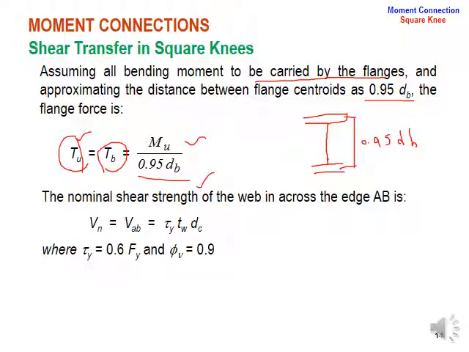The shear strength of the web across the edge AB, Vn, will be tau y times Tw times dc, the depth of the column and the thickness of the web. Tau y is the shear stress, and we are familiar with the relationship of the shear stress with the yield strength. It will be 0.6 of Fy. So phi v is 0.9 over here. We can replace our tau y with 0.6 Fy, and finally we can get the capacity.